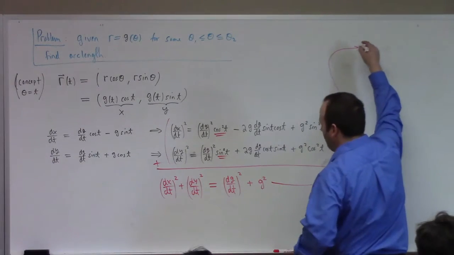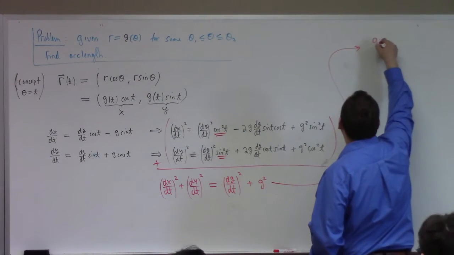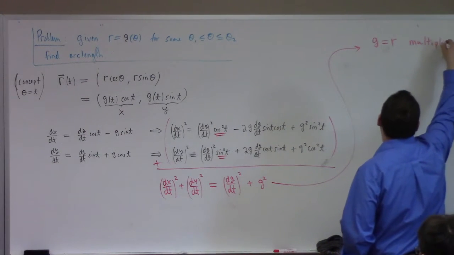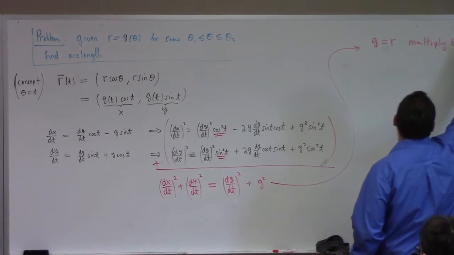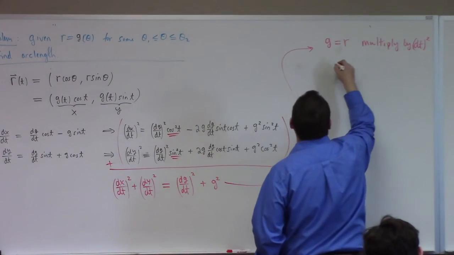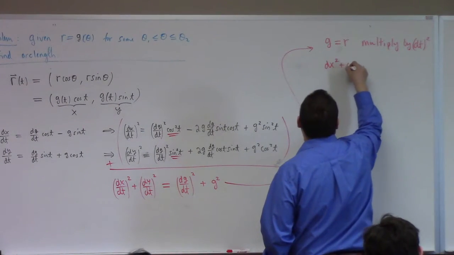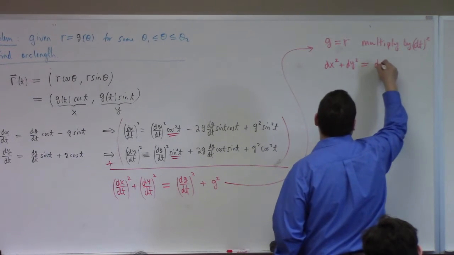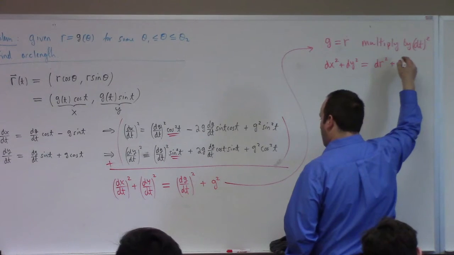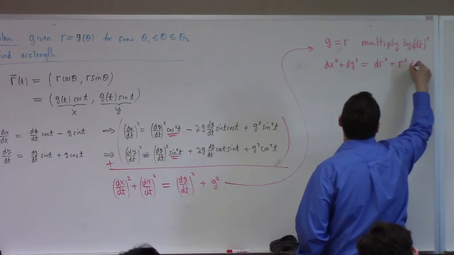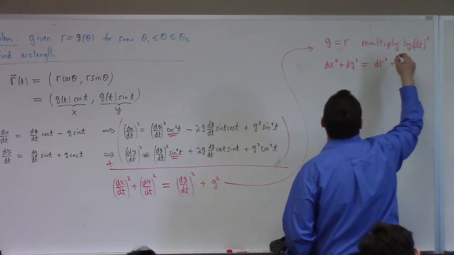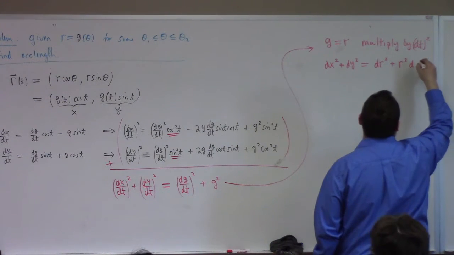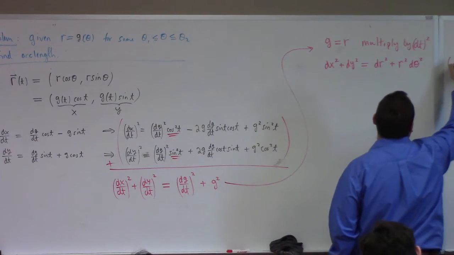It's more fun to look at if you say g is equal to r and then multiply by dt squared, formally speaking. What this gives us is that dx squared plus dy squared is equal to dr squared plus r squared. I got dt squared, but I want to write d theta squared since we have t equals theta here.